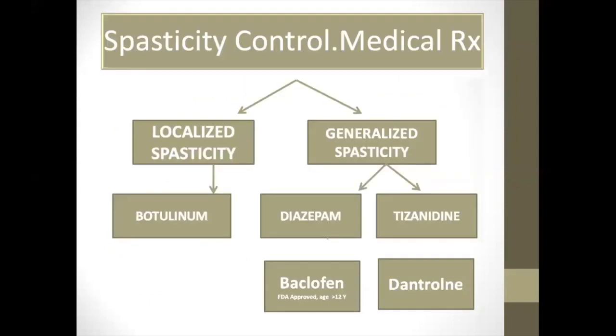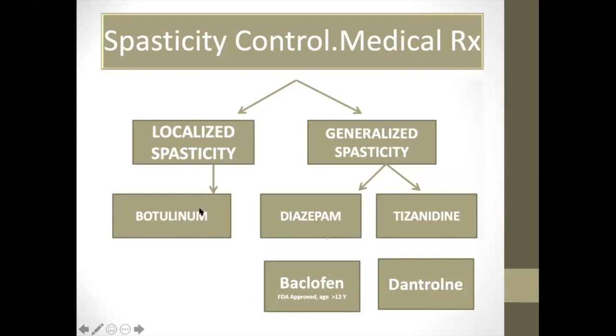So spasticity control also needs medical treatment. When spasticity is generalized, like in TBI, we usually use baclofen, which is an FDA approved drug. Dantrolene is not nowadays used, but sometimes diazepam and tizanidine are also used. But most commonly, lioresal is available, and baclofen is also available, that is called baclofen sodium. And when the spasticity is localized, only in the ankle, only in the foot, only in the wrist, then it is better to give the botulinum toxin.